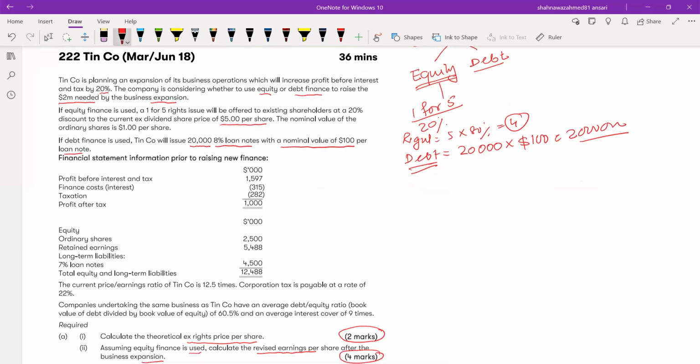Financial statement information given prior to new finance. PBIT is 1597. We have interest cost, taxation, profit after tax, and then ordinary shares of 2.5 million as par value is $1. So number of shares is the same as the value. So 7% loan note, there is already a loan note 4,500. The current price earning ratio is 12.5 times. Tax is payable at a rate of 22%.